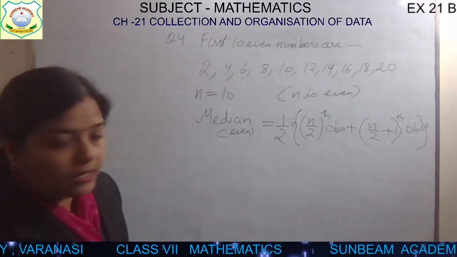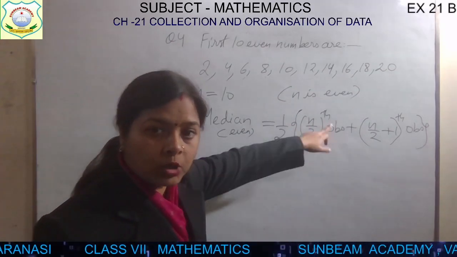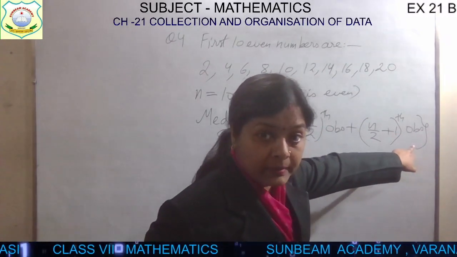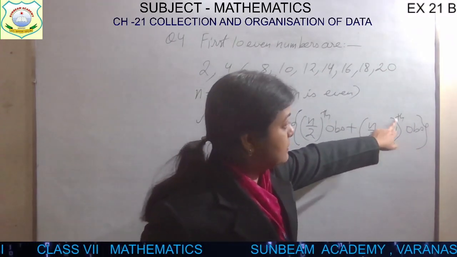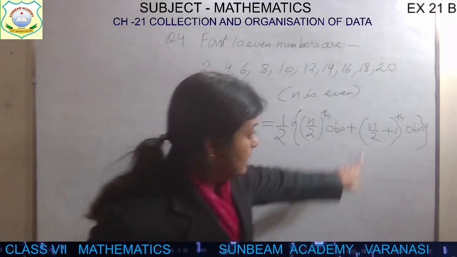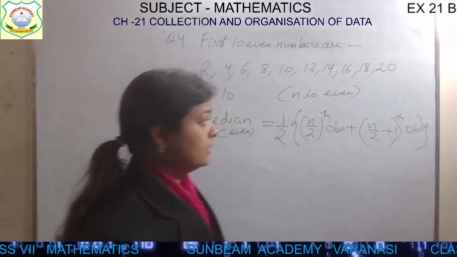So the formula is 1 by 2, then in a bracket, n by 2th observation plus n by 2 and then plus 1. It will be an additional 1. No need to write this plus 1 with n in the numerator. No, it is separate. N by 2 is different and then plus 1. You will do plus 1 in that th observation.